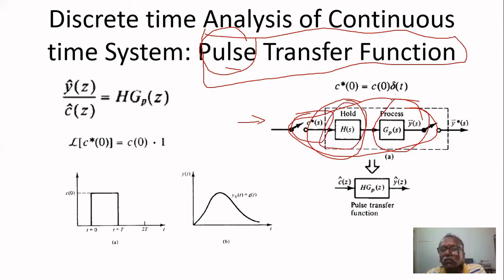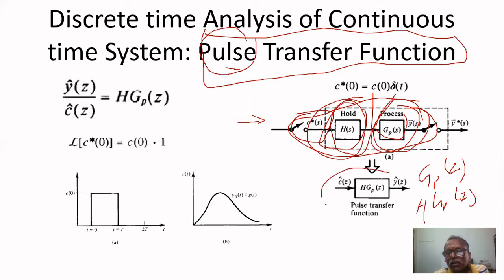So the hold circuit must always precede this continuous time system if it is a digital input. Therefore, if it is a continuous time system, we cannot find GP of Z. Instead, we can find only HGP of Z. That is called the pulse transfer function. Now let us see how to find the pulse transfer function for this continuous time system.